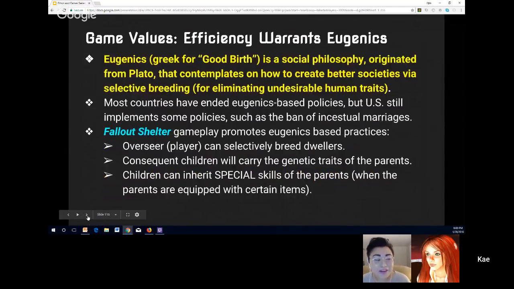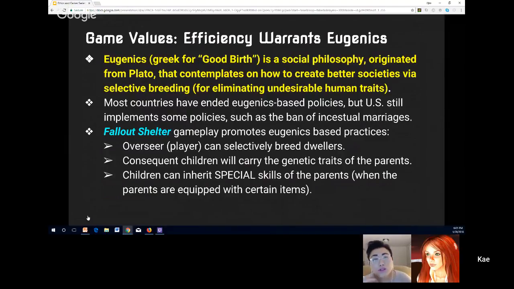Next. Right. Now, I want to introduce also another point. Again, emphasizing, if some of you just joined us right now, I'm not suggesting that this is a value I'm trying to teach to you guys. I'm trying to say that the game is trying to say this. Okay. So efficiency warrants eugenics.